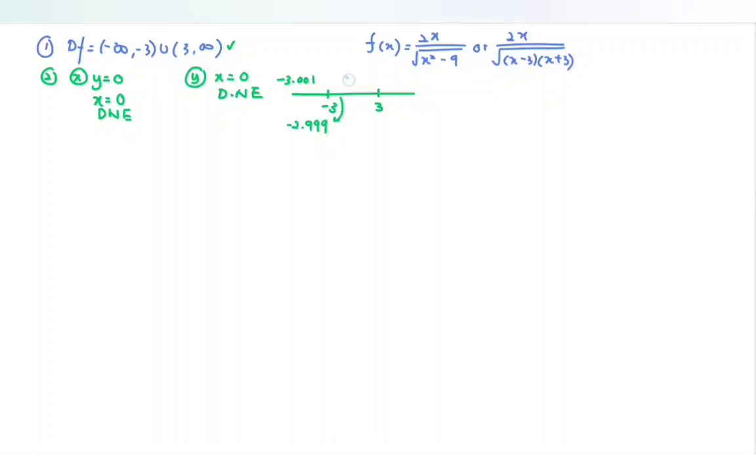For this part we will have 2.999 and here we have 3.0001. Step number 3, move on with the vertical asymptote. So here we have x equals negative 3, x equals 3. Limit when x approaching negative 3 from the left, limit when x approaching negative 3 from the right. Again, limit when x approaching 3 from the left, limit when x approaching 3 from the right.